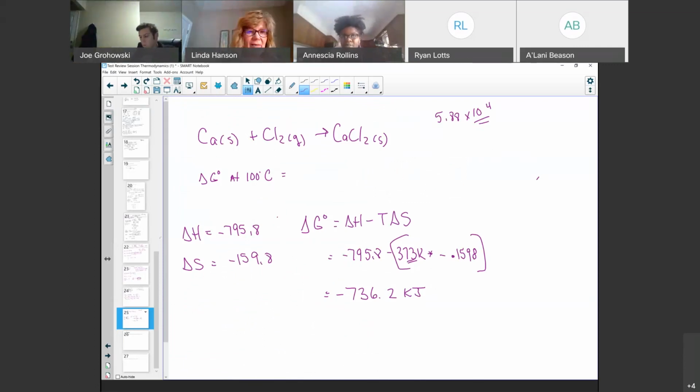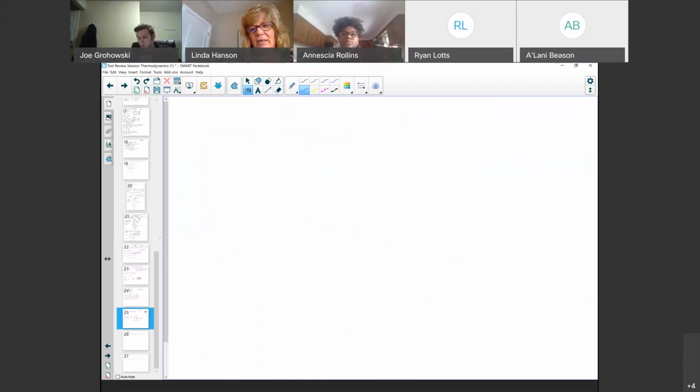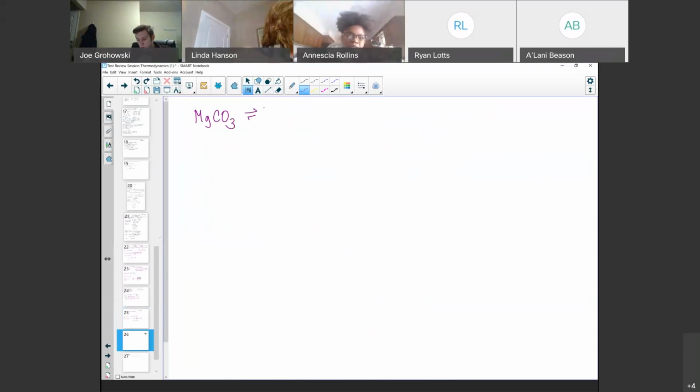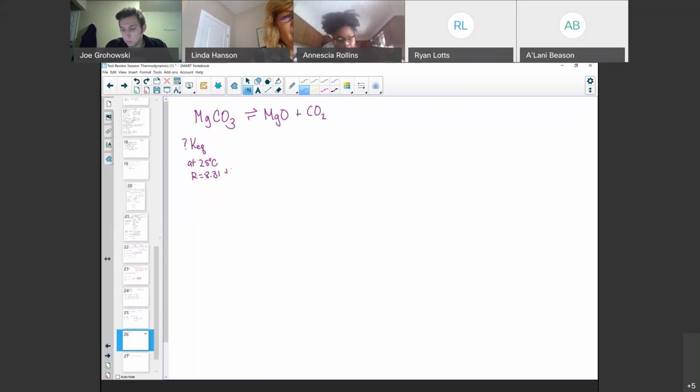Oh, yeah. So I'm just going to make a clean screen, and I'm going to write down the problem as I see it. I have to turn my screen a little bit so I can read this. We have magnesium carbonate in equilibrium with MgO and carbon dioxide. What is the equilibrium constant for the reaction below at 25 degrees Celsius?